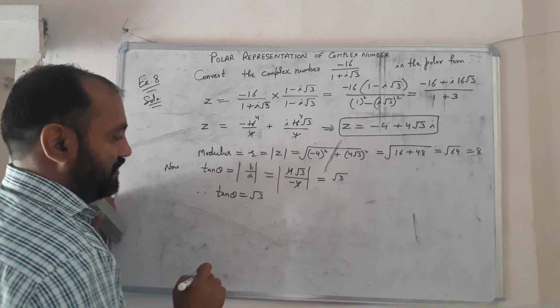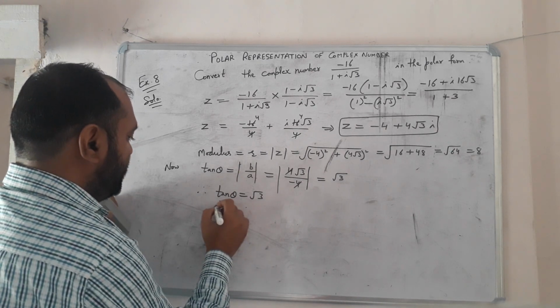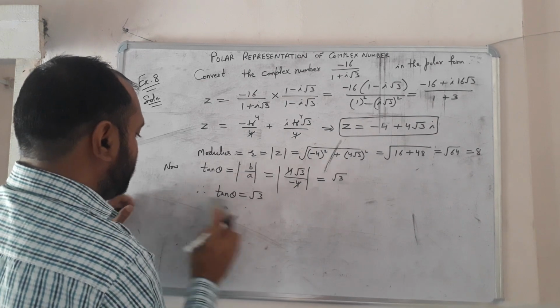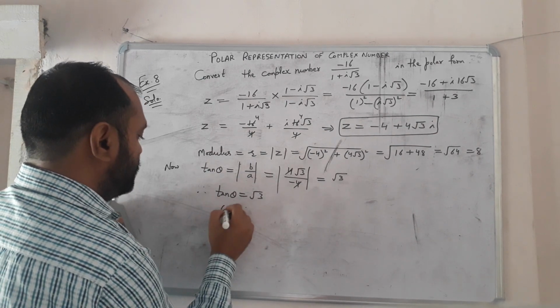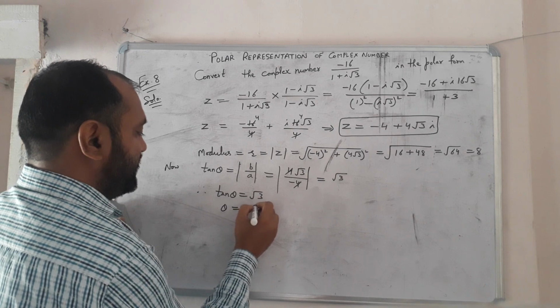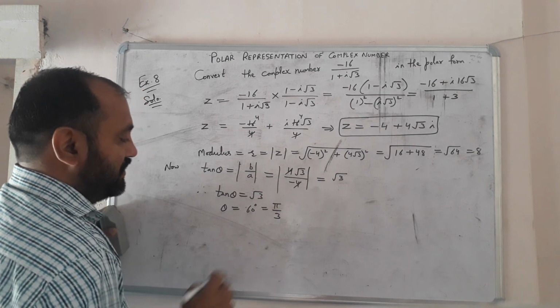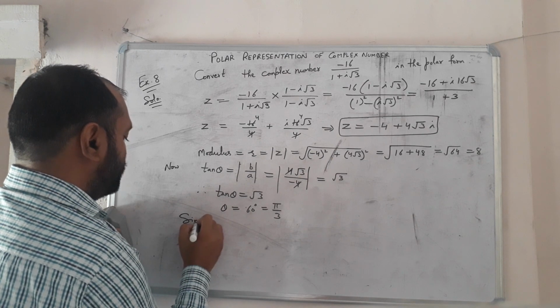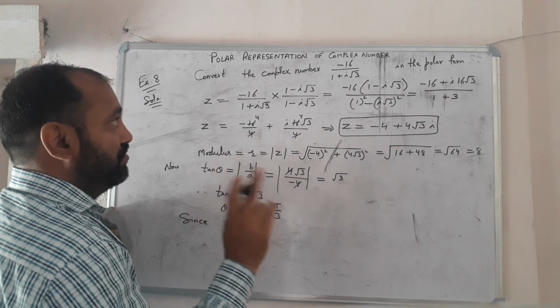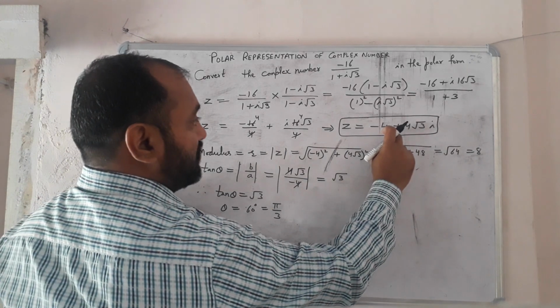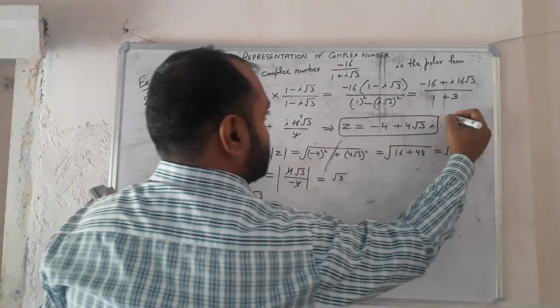Right? Now, tan theta root 3 means theta is equal to 60 degree. 60 degree means pi by 3 radian. Right? So now we have to check in which quadrant this complex number lies.